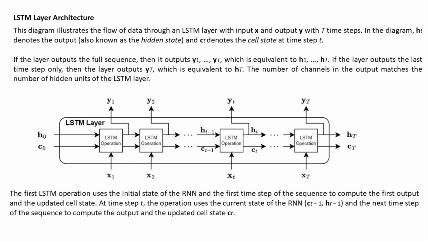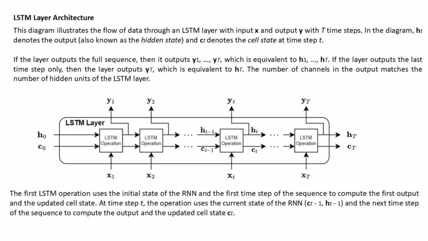This diagram illustrates the flow of data through an LSTM layer with input x and output y with t time steps. In the diagram, ht denotes the output, also known as the hidden state, and ct denotes the cell state at time step t. If the layer outputs the full sequence, then it outputs y1 to yt, which is equivalent to h1 to ht. If the layer outputs the last time step only, then the layer outputs yt, which is equivalent to ht. The number of channels in the output matches the number of hidden units of the LSTM layer.